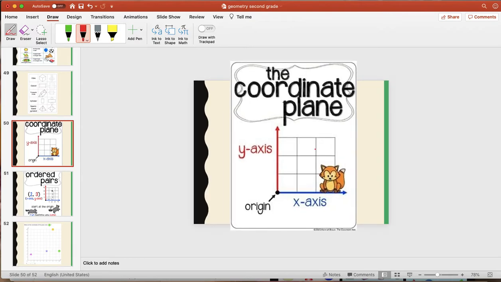Here, I'm just going to do a quick review about coordinate planes that we had learned about in my last video. This will be a short video just to review the most important concepts that we learned about a coordinate plane. So in a coordinate plane, we have the y-axis that goes up and down, the x-axis that goes from side to side, and our origin, which is where the two lines meet, or it's considered our home base.